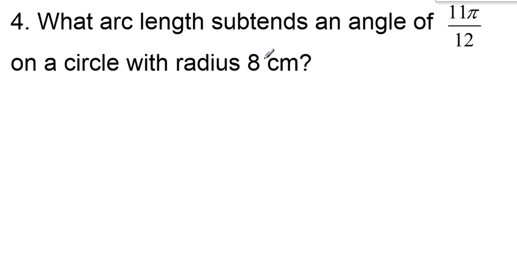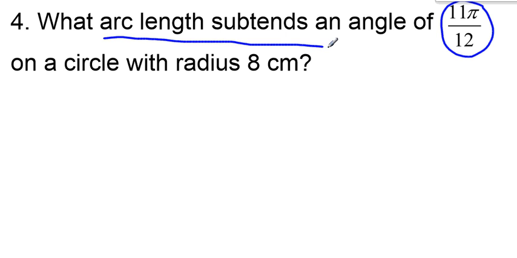So let's look at another question, but this time we'll use an exact angle instead of a decimal angle. It says, what arc length subtends an angle of 11 pi over 12 on a circle with radius of 8? So this time I'm going to do without a diagram. So here's my formula.